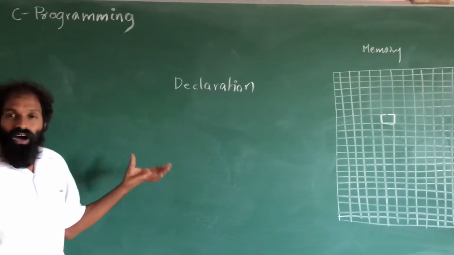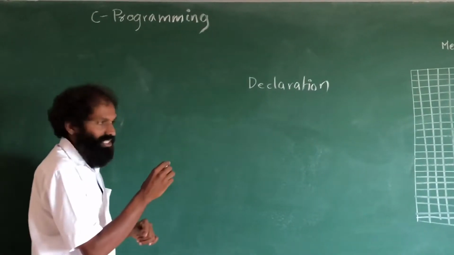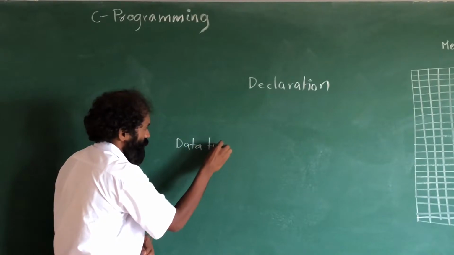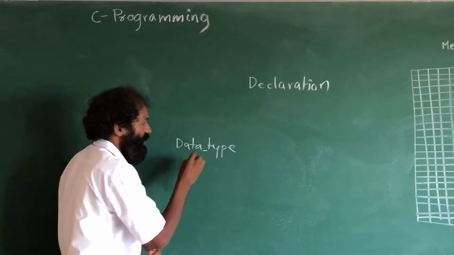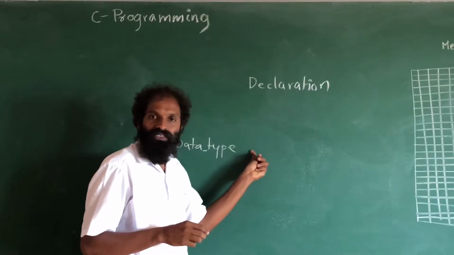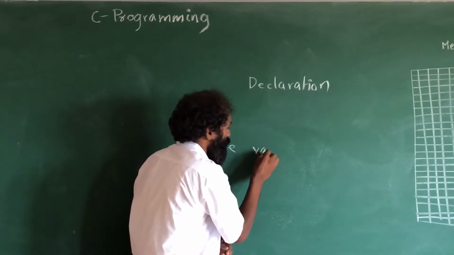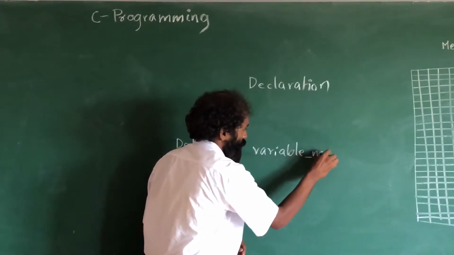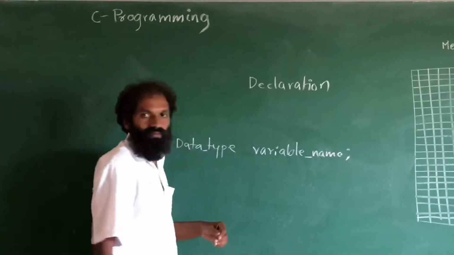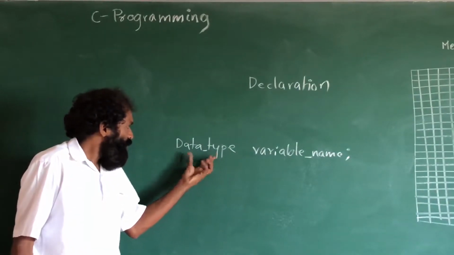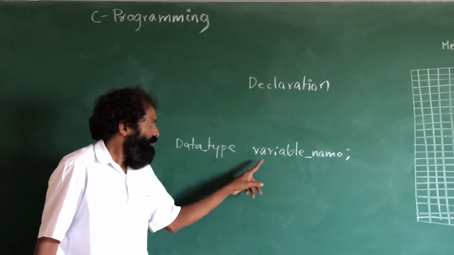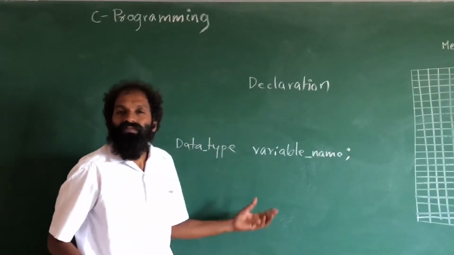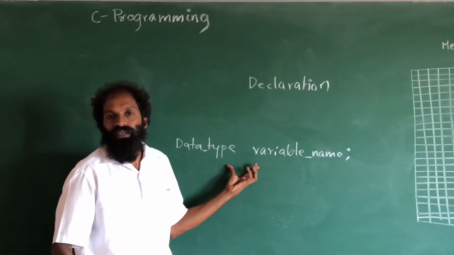Okay, then how to do this? First, we need to write the data type. Data type, then one space, then we have to give the variable name. Data type, space, variable name, and then a single semicolon. With this we can reserve the memory.